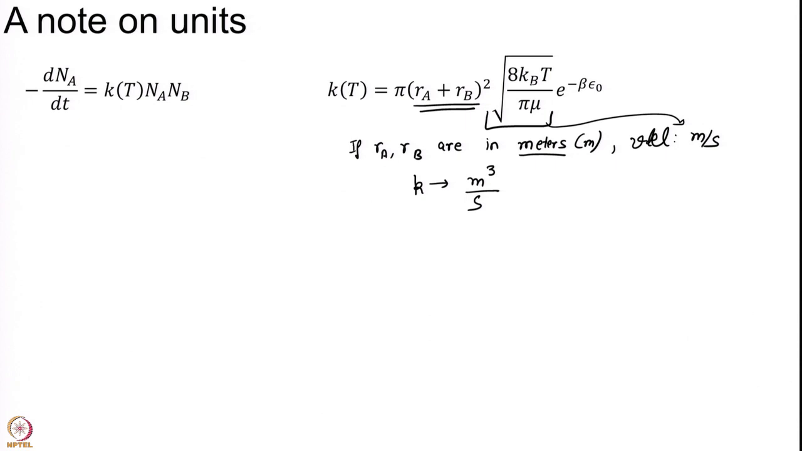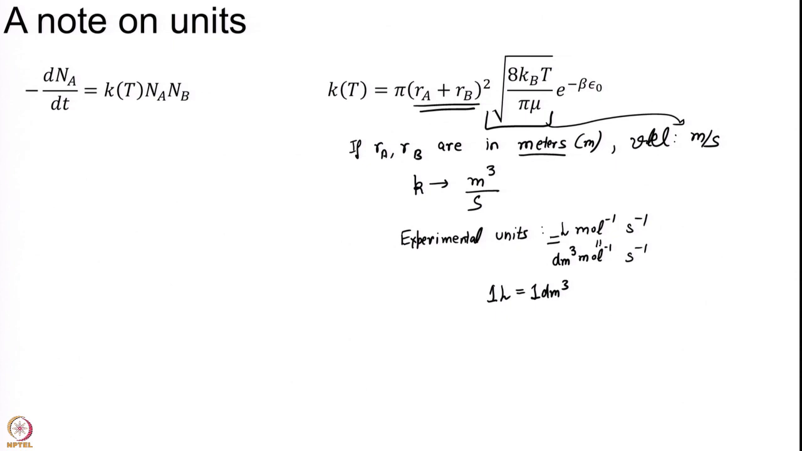But the typical units of rate, experimental units of rate, are typically in liters, mole inverse, second inverse. So, first thing is, if we want to compare to experiment, these are the units we want to calculate in. By the way, often in literature, you will also find dm cube, mole inverse, second inverse, where 1 liter is equal to 1 dm cube. So, these two are identical.